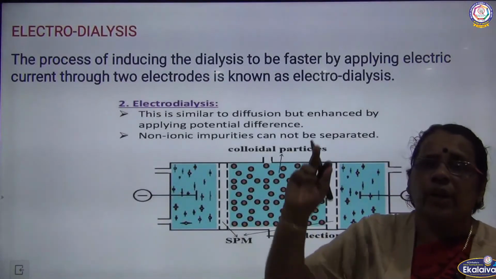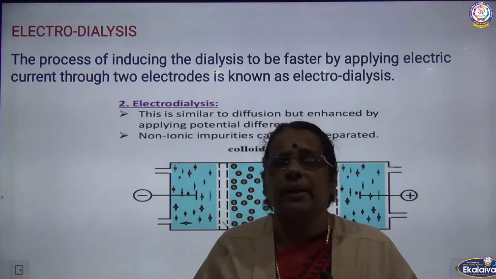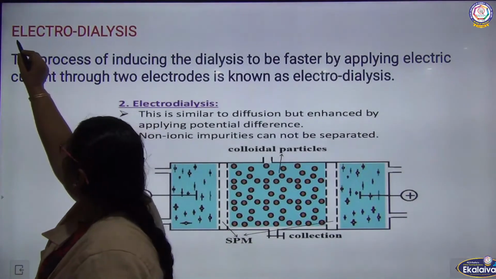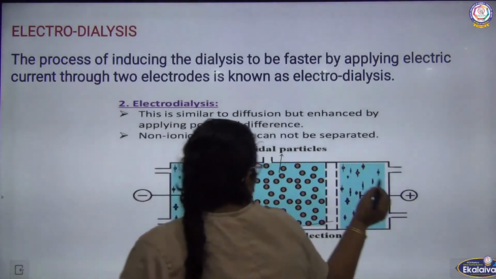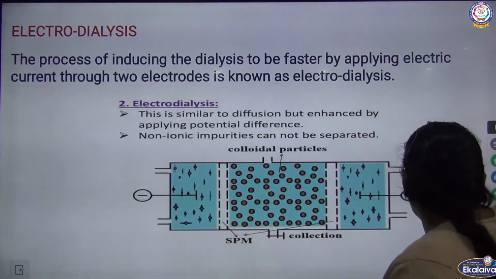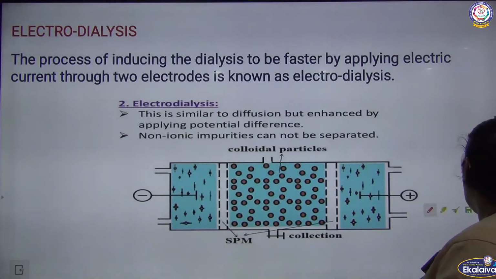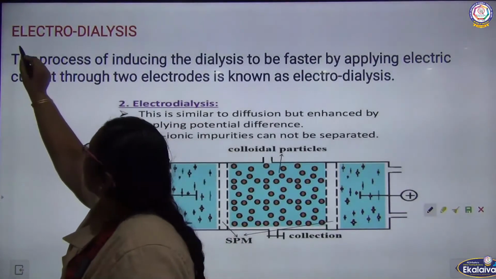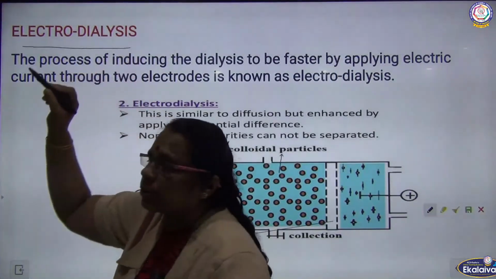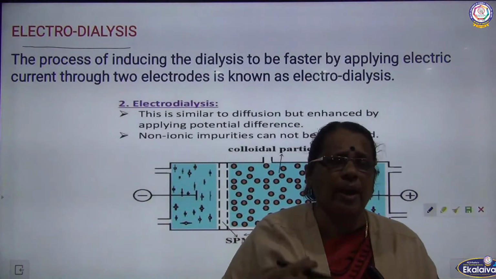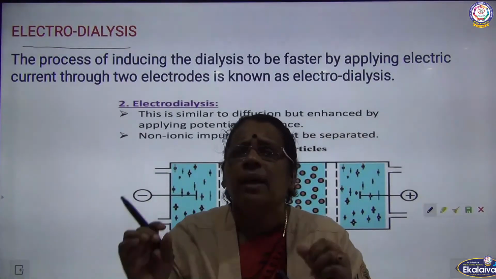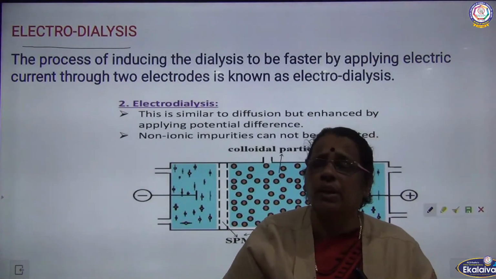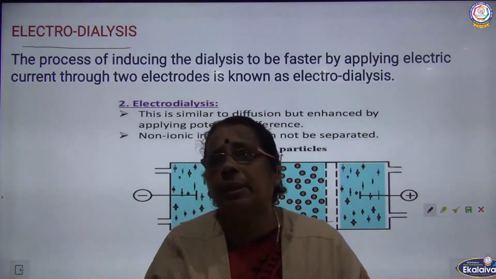The next one, we are going to use the other technique, electrodialysis, to speed up the dialysis. I already told about dialysis, which is an ordinary technique and a time consuming one. We need more time to carry out the dialysis process so that impurities are removed. In order to speed up the process, I have to quickly remove the impurities from the colloidal solution. So what I am doing, I am speeding up the process.